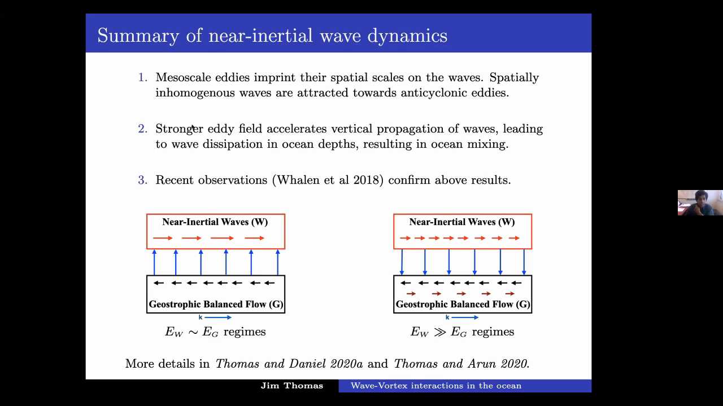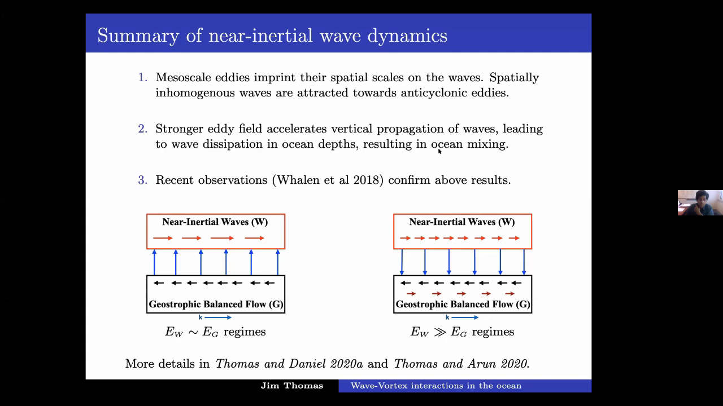And the main point of these figures was to show that the strength of the geostrophic flow plays a big role in the vertical propagation, forward cascade, and dissipation of these waves in the interior parts of the ocean. So in oceanography, these waves would propagate into the interior parts of the ocean and break at small scales and dissipate, and that's believed to lead to ocean mixing.